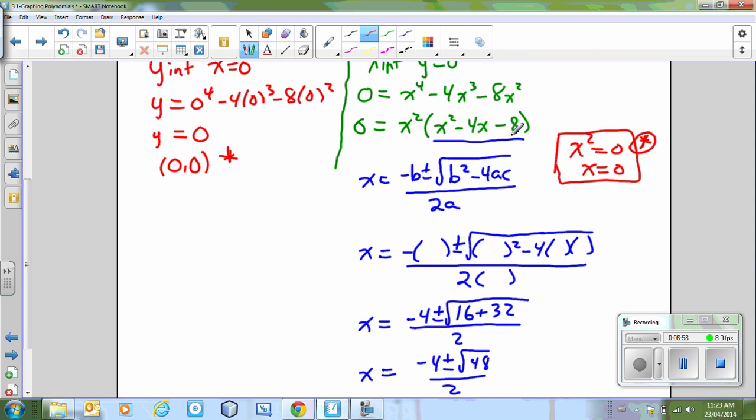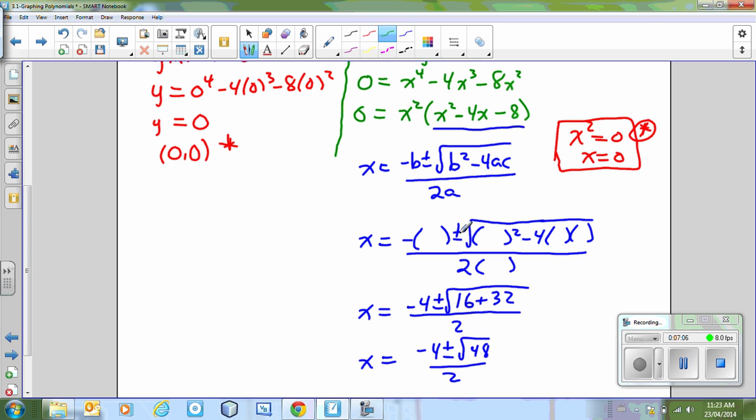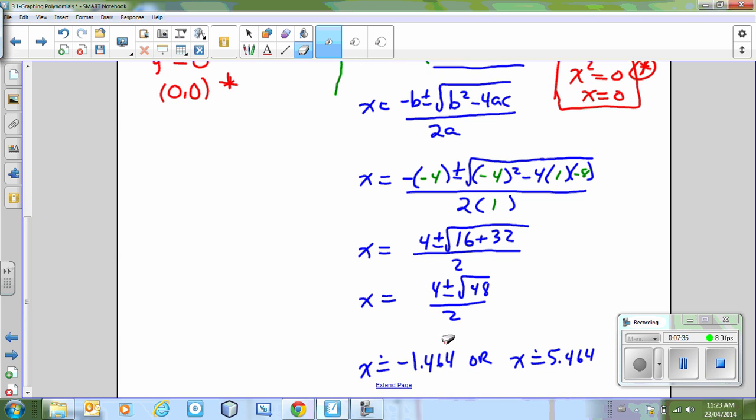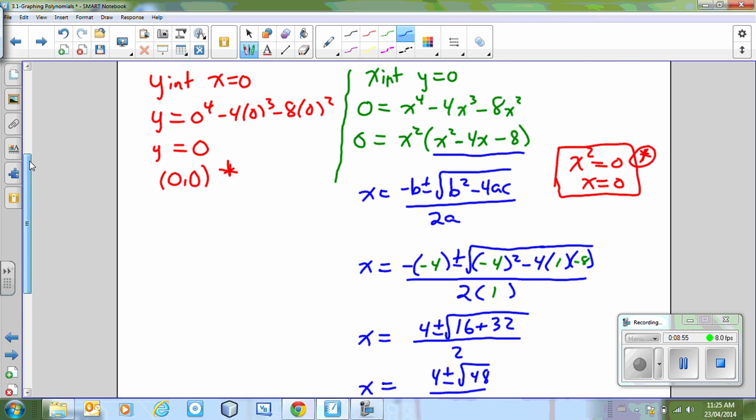Now, in determining the second part, I'm looking to factor this. I can't, and so I'll use the quadratic formula. And those of you that have had me before know I always put in brackets when I'm doing substitution. So -4 is the b value. Oh, rats, I messed up. 1 and -8 are the other two values. And so when I get down here, this is +4 now, this is +4. I think the answers are right though. So those are 3 points that will go on my graph.